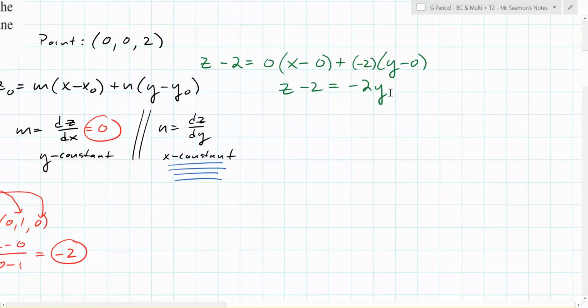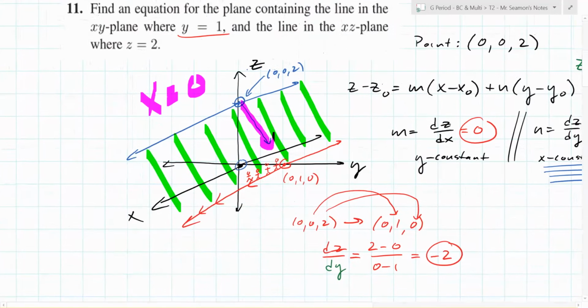Negative 2y. Yep, that's correct. And it kind of should make sense because look at this plane right there. Does anything change when you change x? Does the height change when you change x? No, it doesn't. So it should be independent of x.